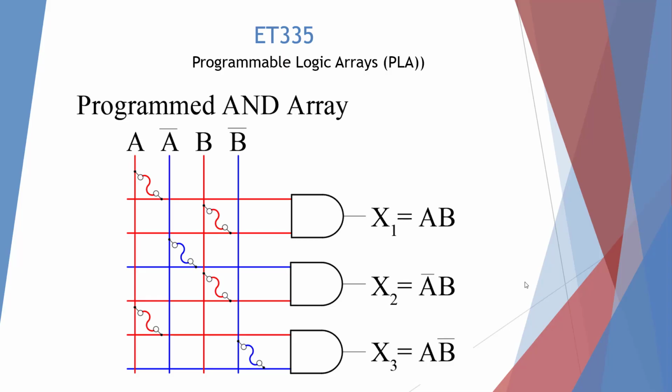Here's our programmed AND array, and we're missing the triggered fuses, and now we have A and B, and the next one's going to be A bar plus B, and then we have A plus B bar, and here's our programmed array.